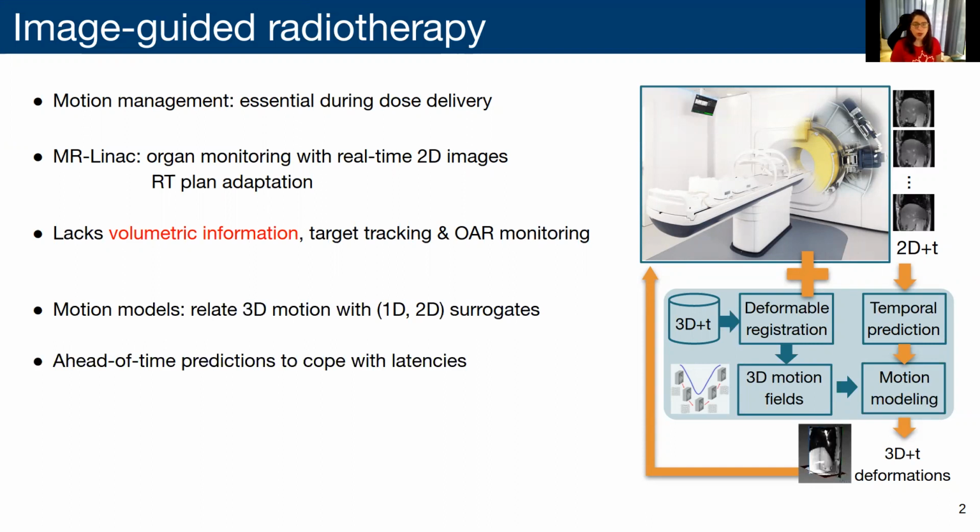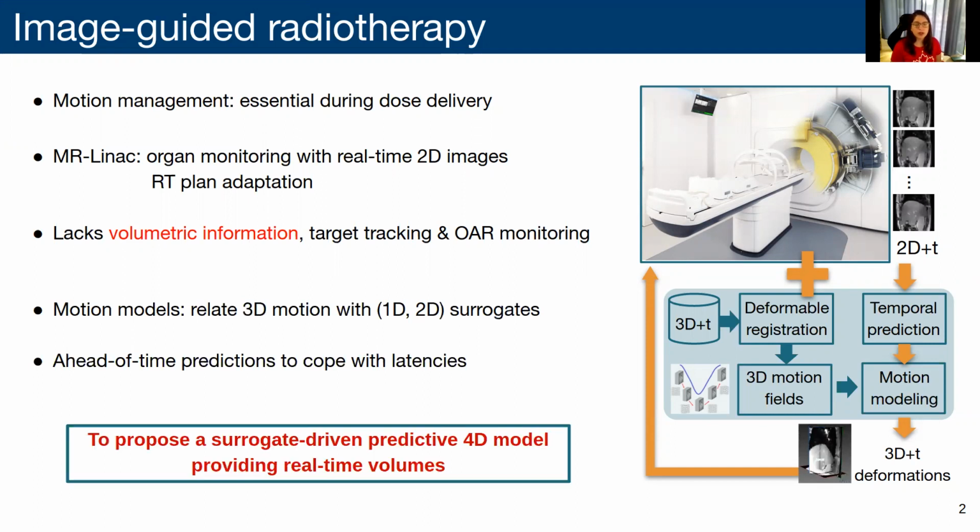Motion models coupled with temporal predictive mechanisms represent a solution to provide 3D deformations using the in-room surrogates. Therefore, the main objective of this work is to develop and validate an image-driven predictive 4D motion model.